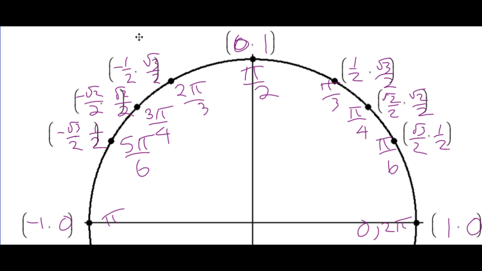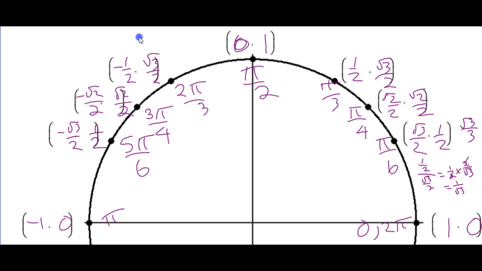So here's the long way. If I want to work out this tangent, I need to take y over x, right? So I'm going to take 1/2 over root 3 over 2, which becomes 1/2 times 2 over root 3, which becomes 1 over root 3, or root 3 over 3, because you're going to rationalize. So that's the hard way.